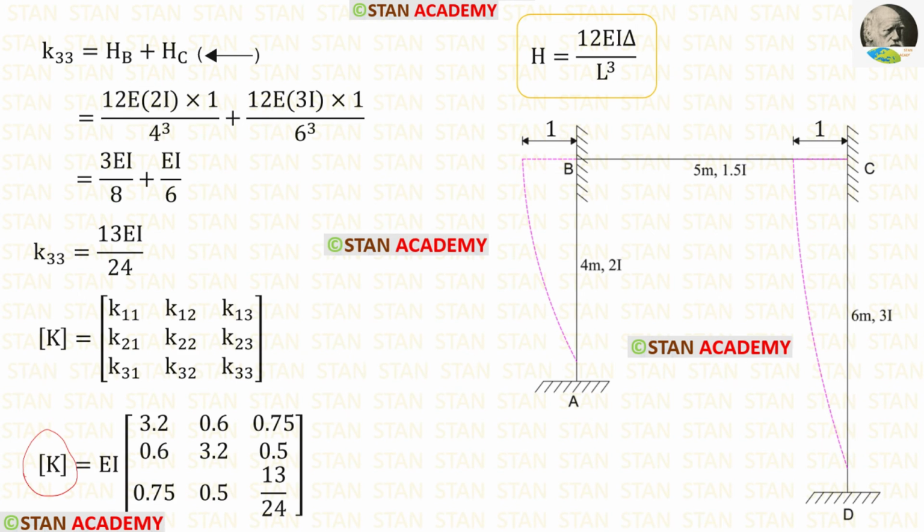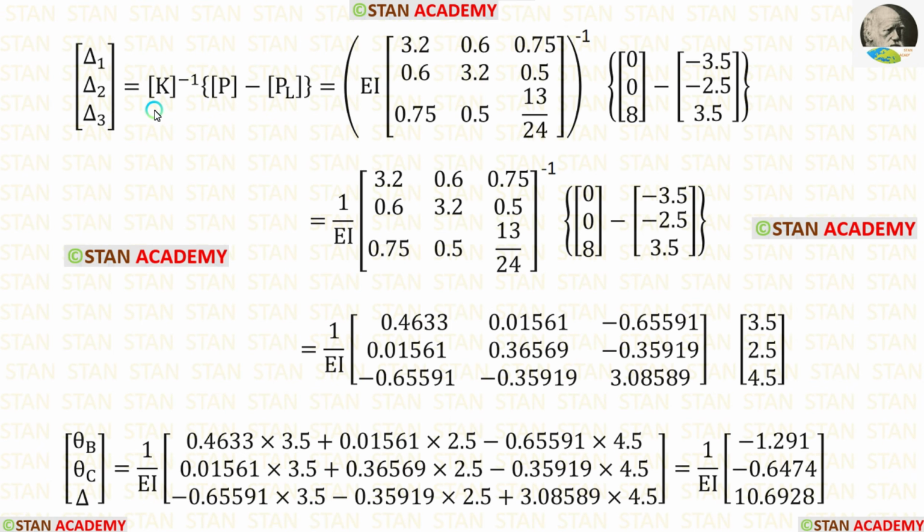In the stiffness matrix, we have calculated all of the rows. Let us apply them. EI is constant. Let us keep it outside. In this formula, we have calculated everything. Let us apply them. EI inverse is 1 upon EI.